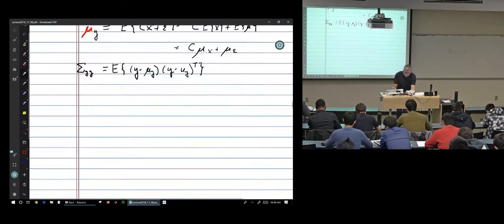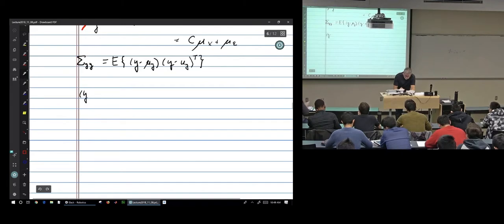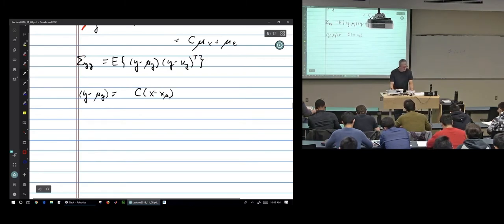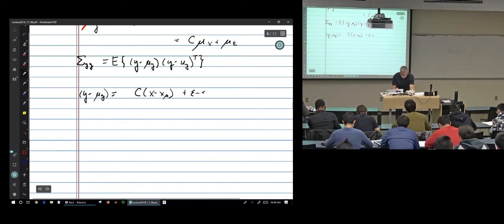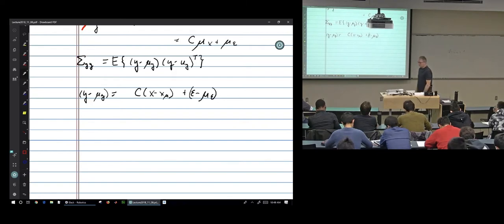Okay, so what is that equal to? First of all, y minus its mean is just c times x minus its mean, plus epsilon minus its mean. So that's a really quick calculation, just plugging in for the average value of y and subtracting it out, okay?